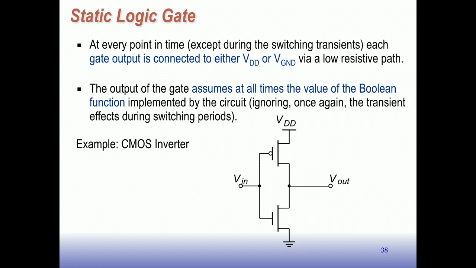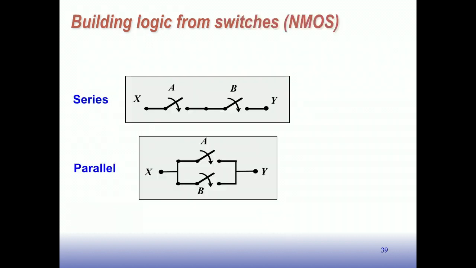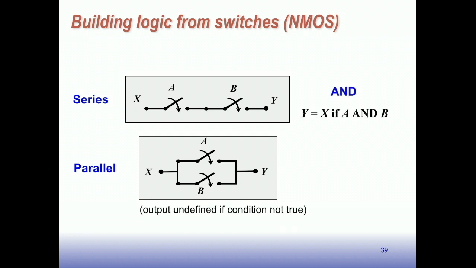So we can put switches in series or parallel to build more interesting circuits, obviously. So in series, it's logically like this. If we get an AND, right? So X equals Y if A and B are both true or both are 1, right? Because both the switches have to be closed. And in parallel, we get the OR. If one or the other is true, then we get X equals Y, right?